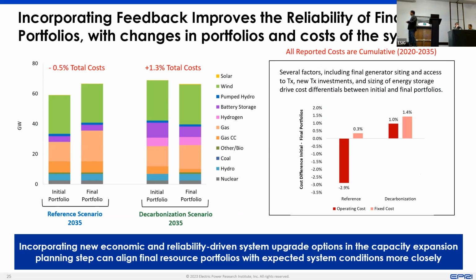So this is the initial portfolio that came out of the initial expansion plan, and this is the final portfolio of resources after accounting for all the feedback from the RA analysis, from production costing, from transmission, and so on. Again, just cautioning you, don't worry about the actual numbers you are seeing. The point here is you can keep refining till you reach the final answer by going through this framework.